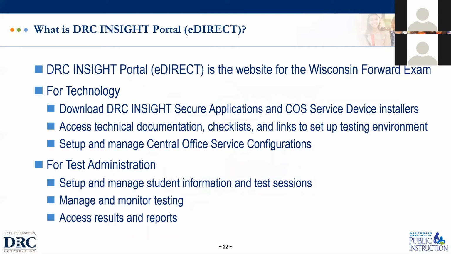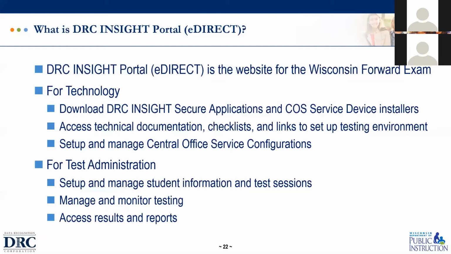So the key interface you're going to be working through is the DRC Insight portal, formerly known as eDirect. It is, again, the one place you go for getting things ready for the Wisconsin Forward exam. You're going to use it from a technology standpoint to get access to the DRC Insight secure applications, to download them for Windows, Mac, and Linux, and you're going to get the COS service device installers from there. This is also where you're going to find all the documentation, the checklists, and all the different links that we're talking about today for doing the testing setup.